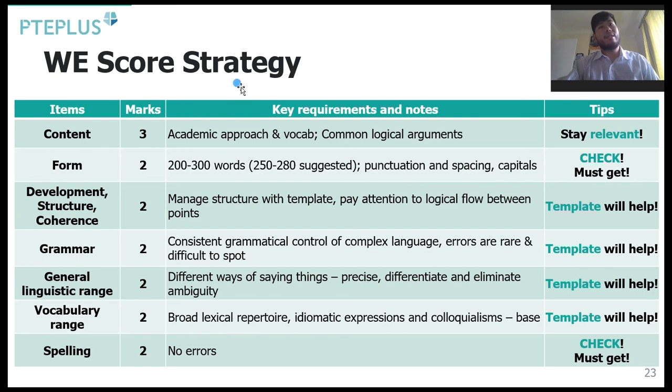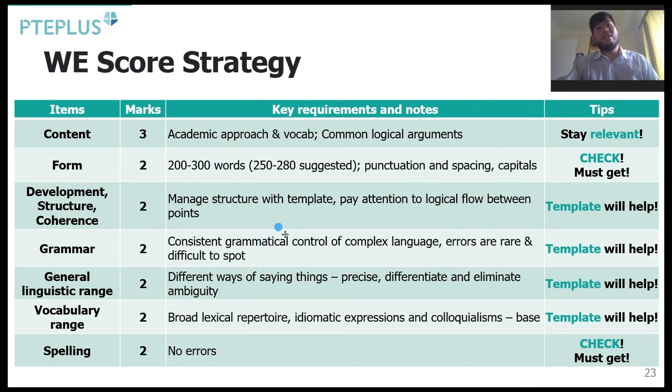So here is our strategy. For content, there are a total of 3 marks. We want to stay relevant, we want to use an academic approach and we want to use logical arguments. For form, we want it to be between 200 to 300 words. We ideally suggest around 250 to 280. We want to use correct punctuation, spacing, and capitals, and we must get all 2 marks for this. For development, structure, and coherence, there are a total of 2 marks. We need to manage our structure with a template, pay attention to logical flow between the points, and by using a template, we can guarantee the score here.